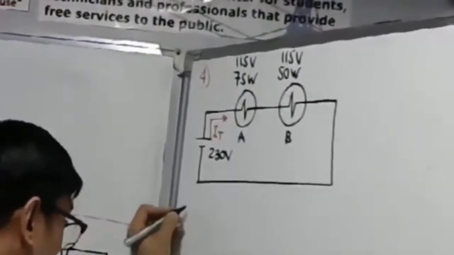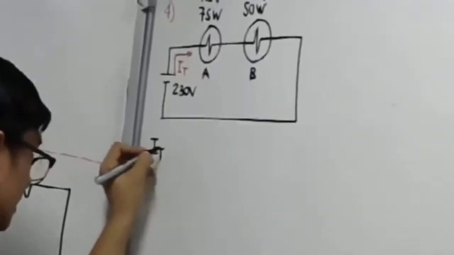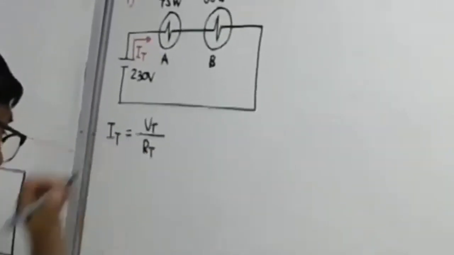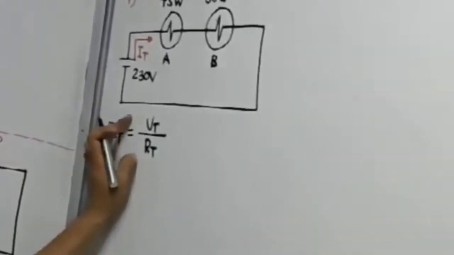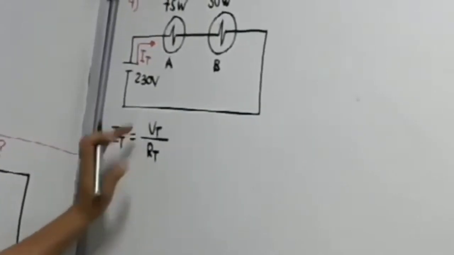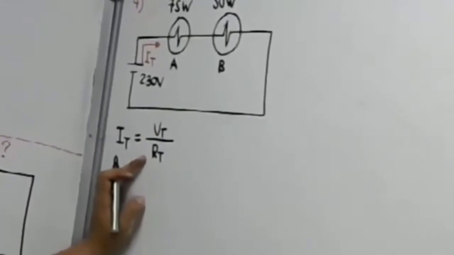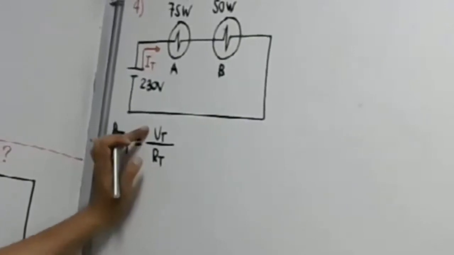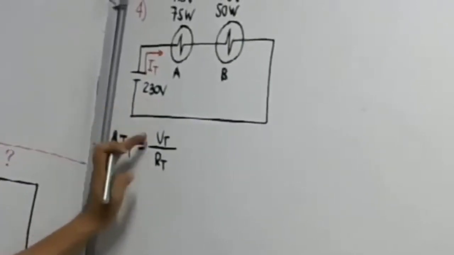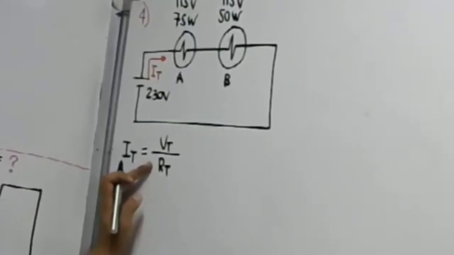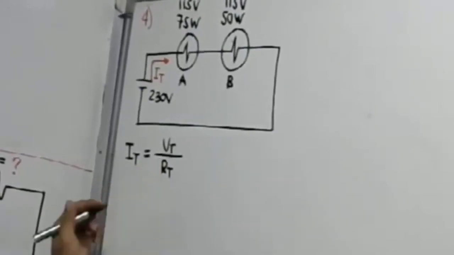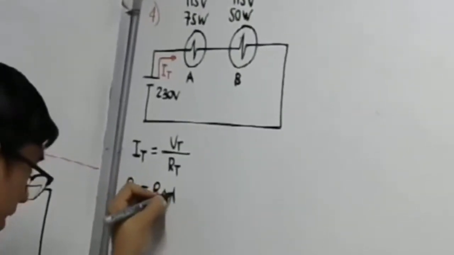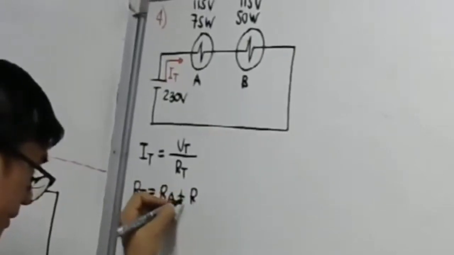Our working formula will be I total equals V total over R total. This is simply Ohm's law, very basic. The total voltage is already given to be 230 volts. We just have to solve our total resistance. The total resistance is simply equal to RA plus RB.